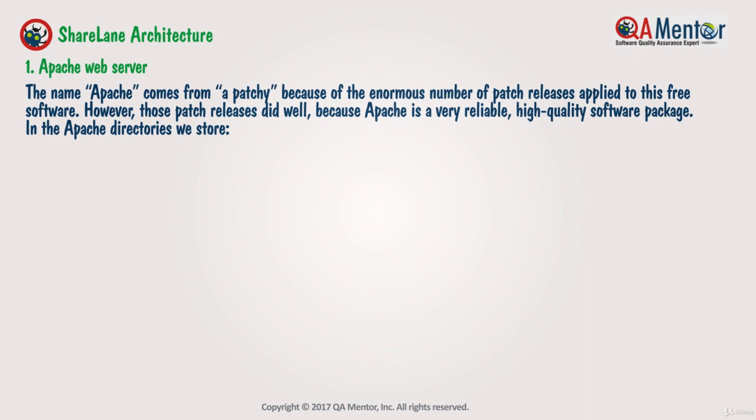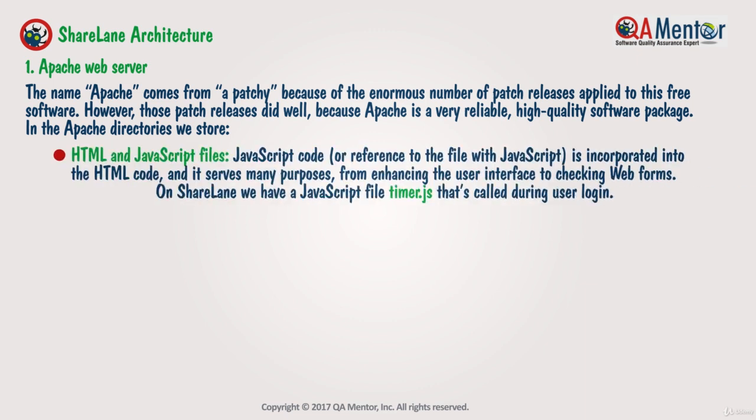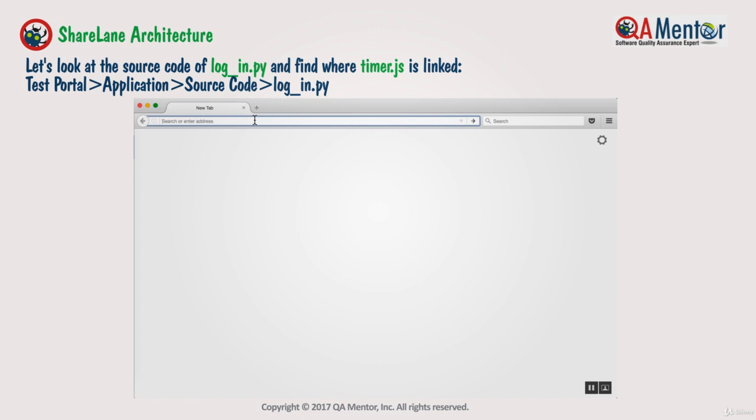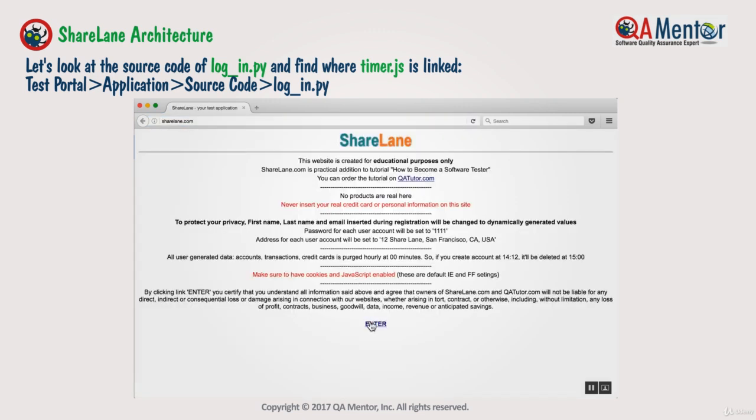In the Apache directories we store HTML and JavaScript files. JavaScript code, or a reference to the file with JavaScript, is incorporated into the HTML code, and it serves many purposes, from enhancing the user interface to checking web forms. On ShareLane, we have a JavaScript file timer.js that's called during user login. Let's look at the source code of login.py and find where timer.js is linked.